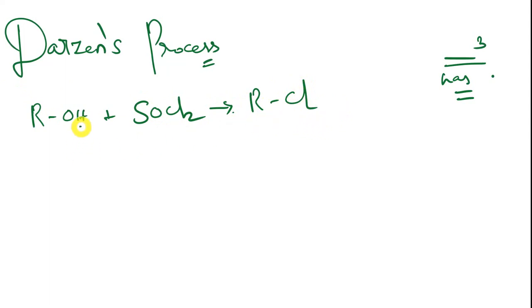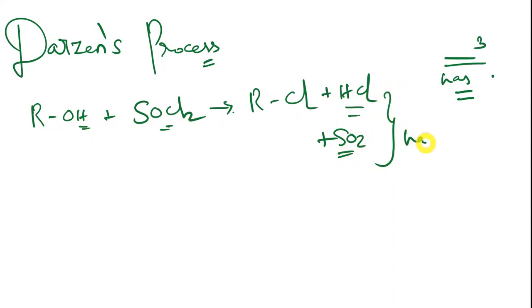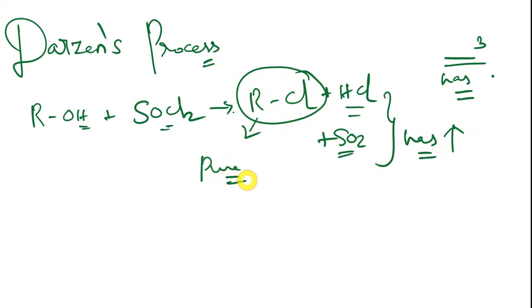RCl. And H is there, Cl is there, so that HCl will be eliminated here. And what is remaining there? SO is there and one O is there. So SO2 will be eliminated. Here, these two things, the HCl and the SO2, are in the gaseous state. So they will evolve easily, and this will be the purest form. No need to purify this one. So this process is used to make pure alkyl halide. No need of purification is required in this process.